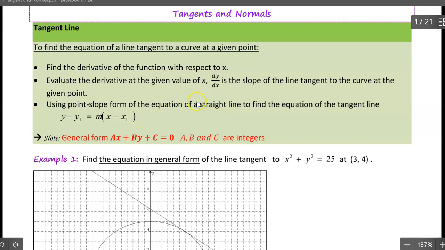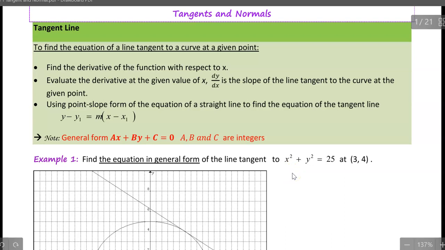The general form of an equation is when you have one side equal to 0 and all your terms moved to the other side, and the coefficient A, the coefficient B, and the number C are integers. So in general form, you are not allowed to have a fraction here. You also are not allowed to have a decimal number. We will review all of this while we are working with finding the equation of a line tangent to a certain curve when a point is given to us.